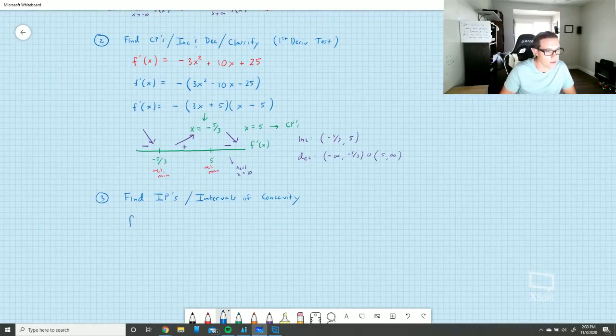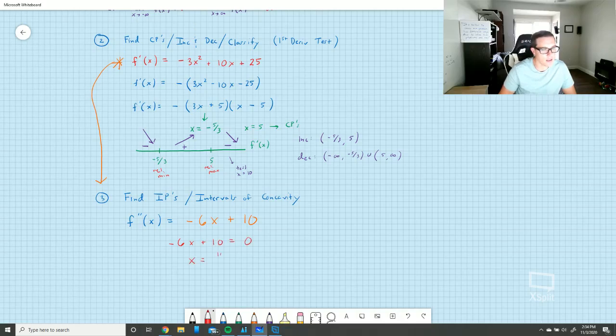So we need to find the second derivative. Second derivative means just do the derivative of the derivative. I think it's easier to start from this point right here. So rather than try to do the product rule, which you can, I'm just going to do the power rule on the multiplied out term. So negative 6x plus 10. Which means this is pretty nice. It's linear. I can just set this equal to 0 and find my inflection points. So set this equal to 0, and I get an inflection point at 10/6 or 5/3.